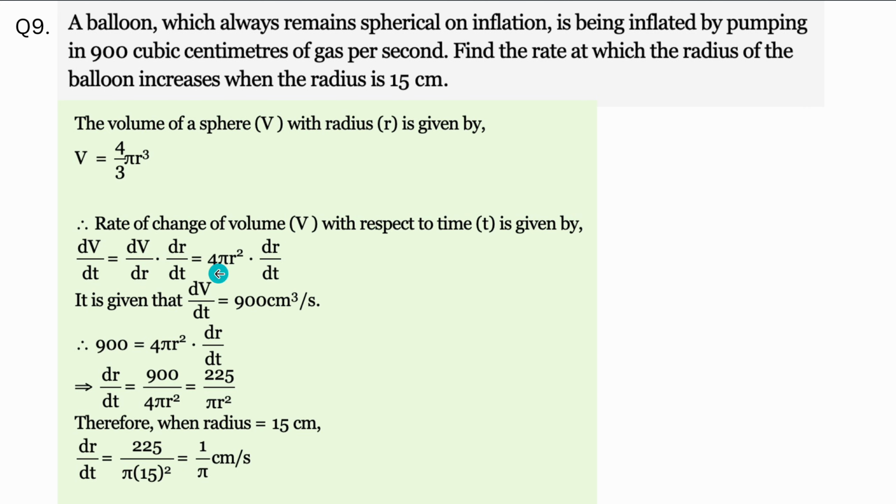Now, dV by dt is equal to dV by dr dot dr by dt, and here when we do that, we get 4 pi r square dot dr by dt. Now, the value of dV by dt has already been given to us, that is 900 centimeter cube per second. So, just substitute that and just solve ahead, keeping dr by dt as it is. So, dr by dt's value will be 225 upon pi r square. And we are asked the value of dr by dt when the radius is 15 centimeter. So just put the value of 15 here, and then you get the answer as 1 by pi centimeter per second.